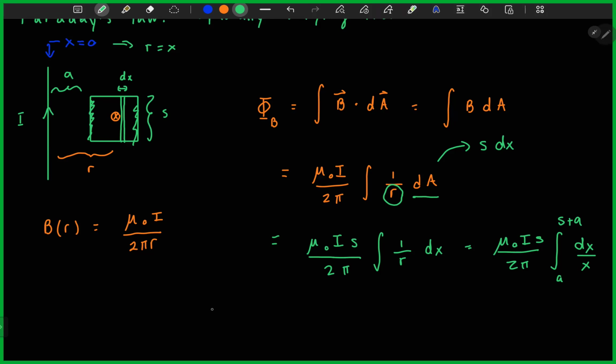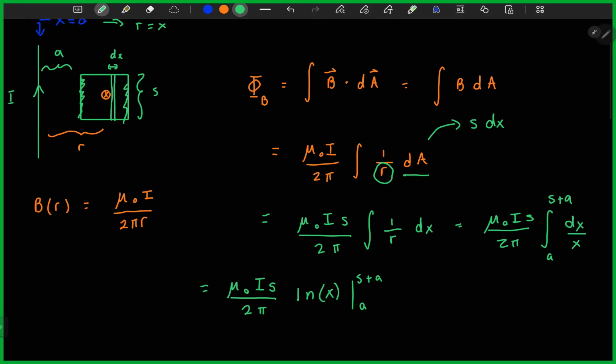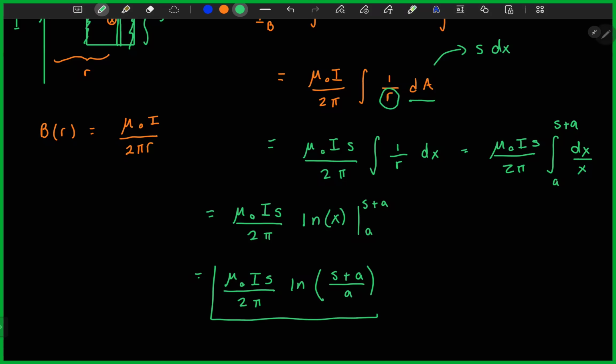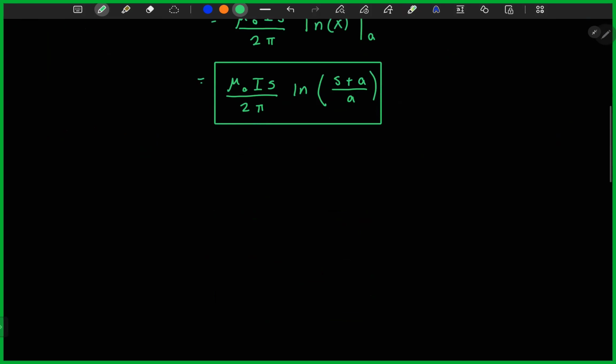And with that, let's write our final answer. So we got mu naught I s over 2 pi, natural log of x evaluated from a to s plus a, which I'll choose to simplify using my properties of logs as mu naught I s over 2 pi, natural log of s plus a over a. And so from here, let's apply Faraday's law. And we're going to imagine two scenarios.